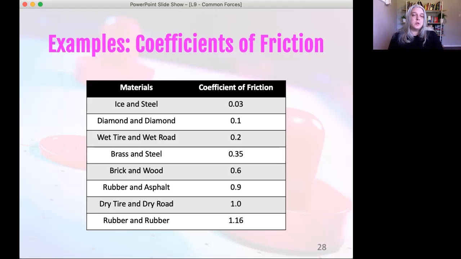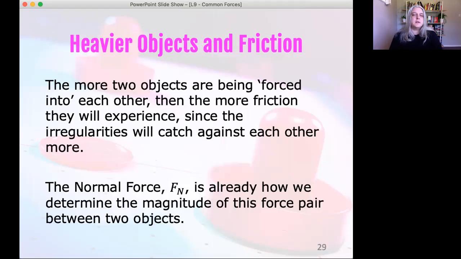0.35. Brick and wood. So wood and brick are both relatively rough. We're getting up to 0.6. Rubber and asphalt. So this is a tire on a road in sort of normalish conditions, which is going to be 0.9. And by the time you get to a dry tire and dry road, you're getting up to about 1. So that's ideal compared to wet tire and wet road, which we saw was 0.2. And if you actually just have pure rubber on pure rubber, then you get a friction coefficient all the way up of 1.16. So what does this coefficient of friction mean?